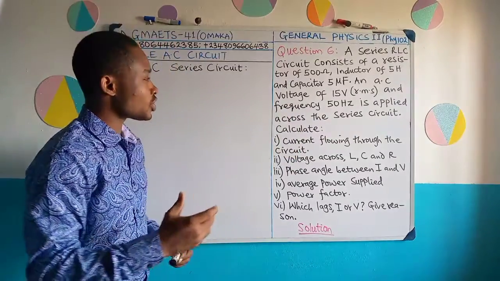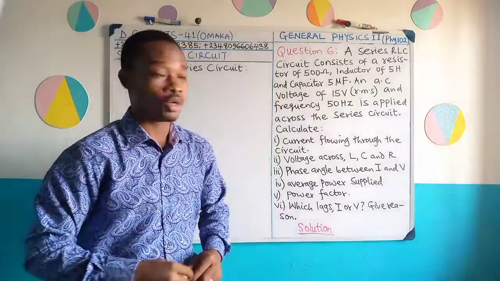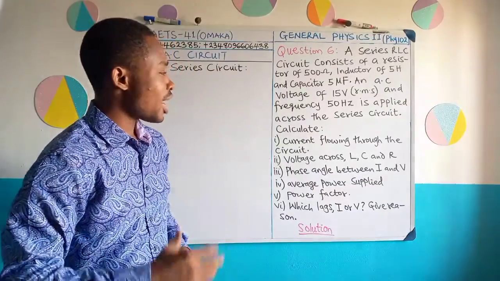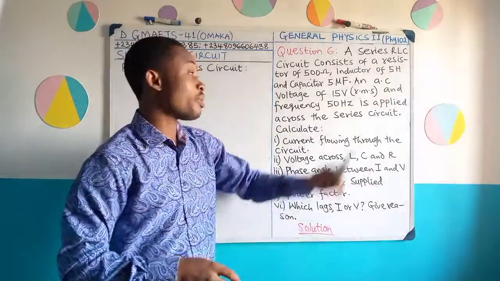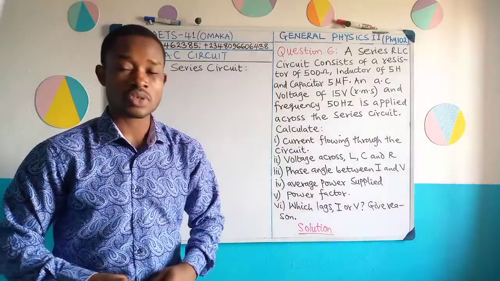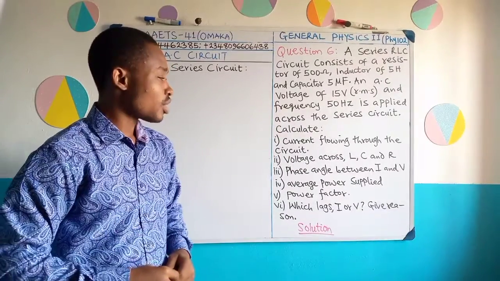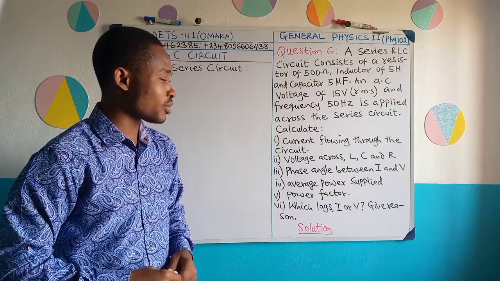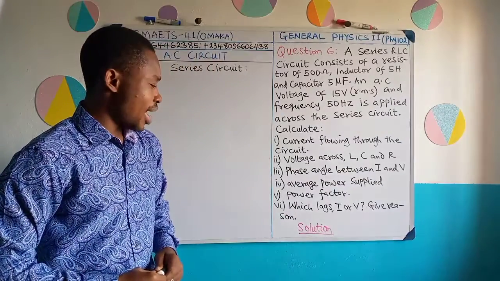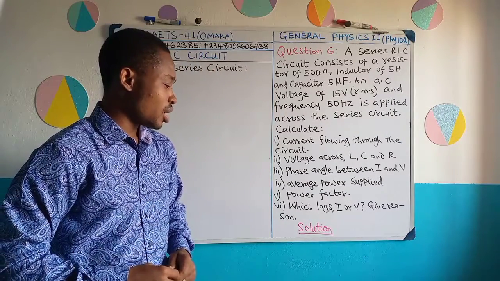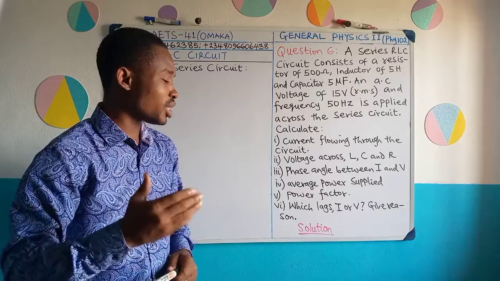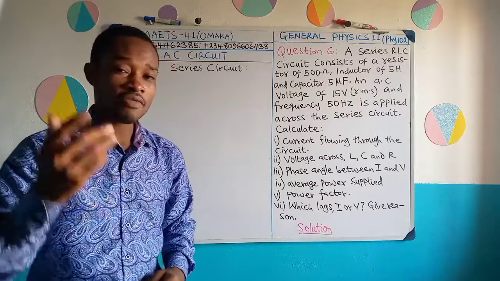A series RLC circuit consists of a resistor of 500 ohms, an inductor of 5 Henry, and a capacitor of 5 microfarad. An AC voltage of 15 volts RMS and frequency 50 Hz is applied across the series circuit. Calculate: I, the current flowing through the circuit; II, the voltage across L, C and R, that is the voltage across the inductor, capacitor, and resistor; III, the phase angle between I and V; IV, the average power supplied; V, the power factor; VI, which leads, I or V, give reason.